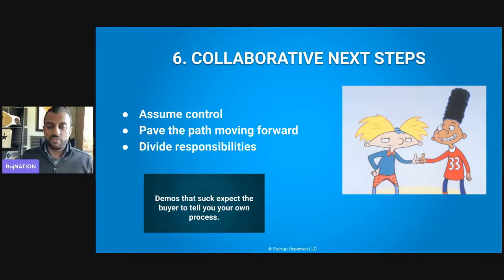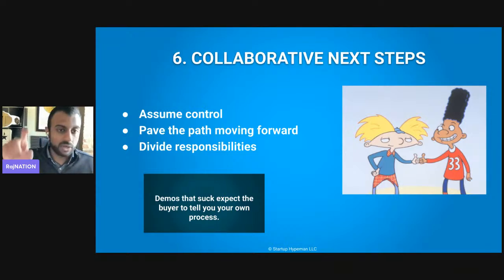So in a collaborative next steps, you should carve out like 5 minutes to get through this. This is where you as the seller assume control of the process and you pave the path for them moving forward. So you're like, great, and you call back to what you said at the beginning. You're like, okay, so great. So we said at the beginning, if this felt like a fit, that our next steps would be to schedule the technical demo. Let's go ahead and do that now.